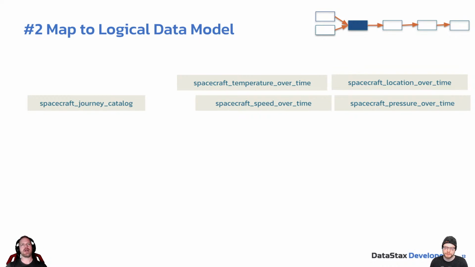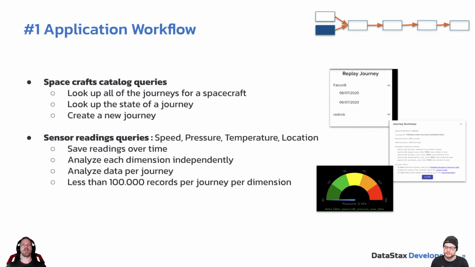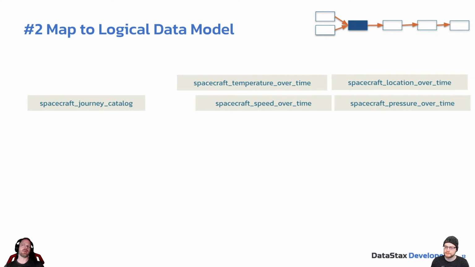Notice on the left-hand side, we have our spacecraft journey catalog. And then on the right-hand side, we have our temperature, location, speed, and pressure. We have our sensor metrics again. What does that look like? It looks a lot like our entities, what we were doing over here in the conceptual data model, right? That's a really good place to start. Once you start mapping this out, then you're like, okay, I've got some pseudo tables. I know that I want to record my spacecraft journeys, and I also want to record my sensor metrics. So let's go ahead and create tables that will start to facilitate that.